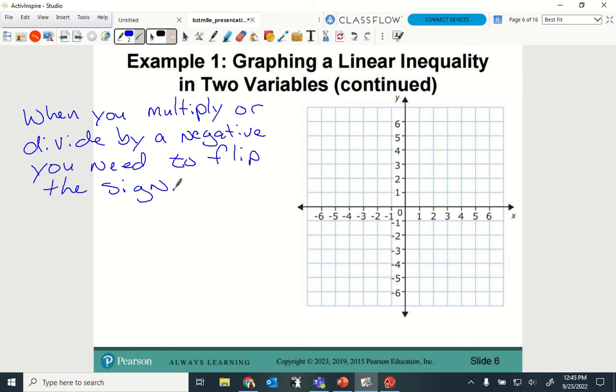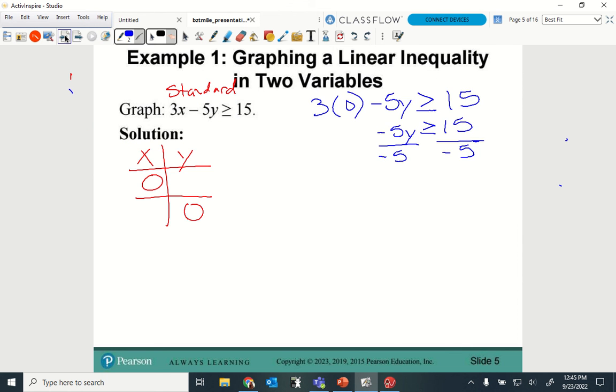All right, let's go back. So I divided by negative 5, so that's going to give me y is going to be less than or equal to negative 3. There we go. So I'm going to put my negative 3 right here. Good.